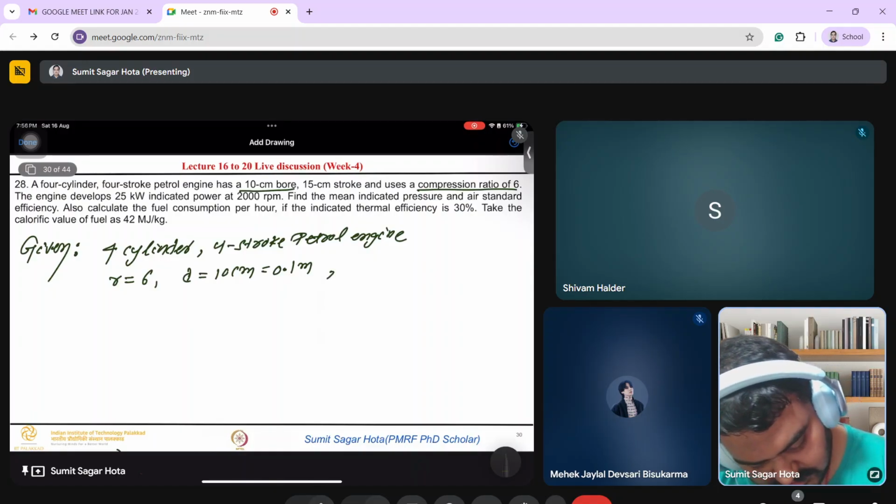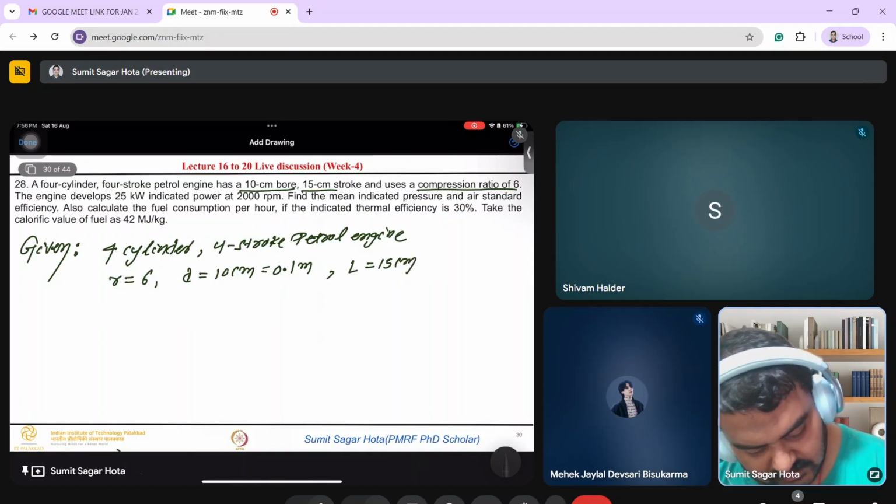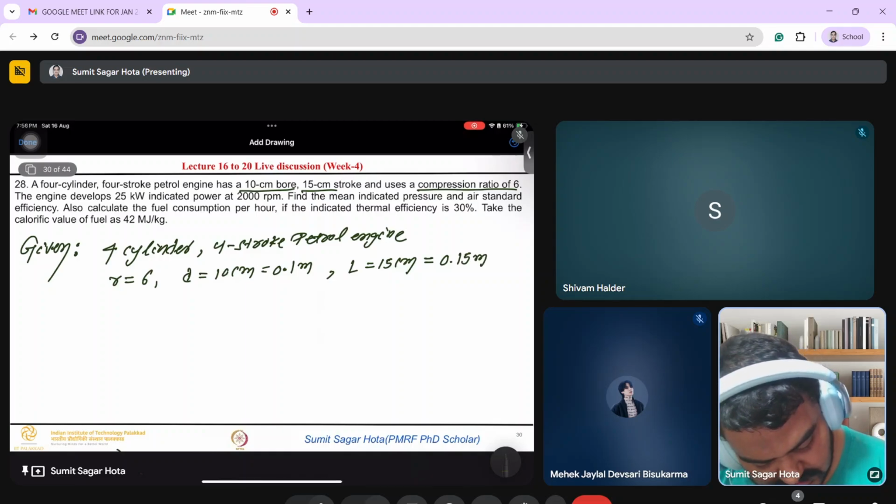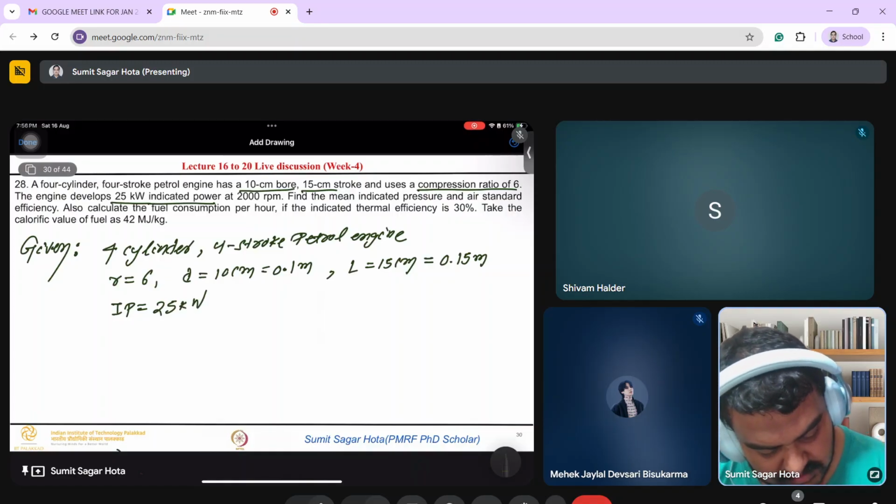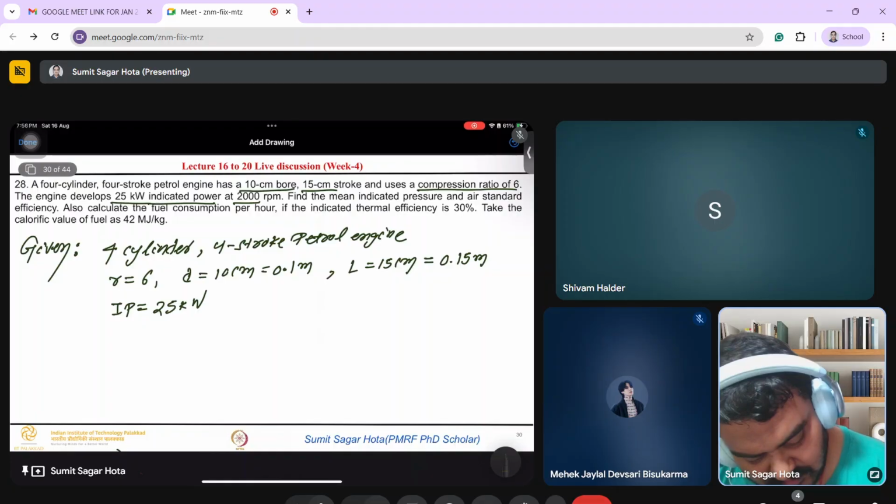Then the length of the stroke is given as 15 centimeter, which is equal to 0.15 meter. One more thing given, the engine develops 25 kilowatt of indicated power. So indicated power IP is 25 kilowatt. Next given is the RPM, 2000.